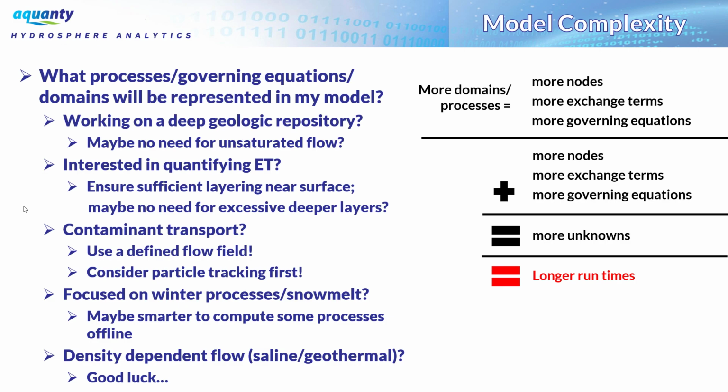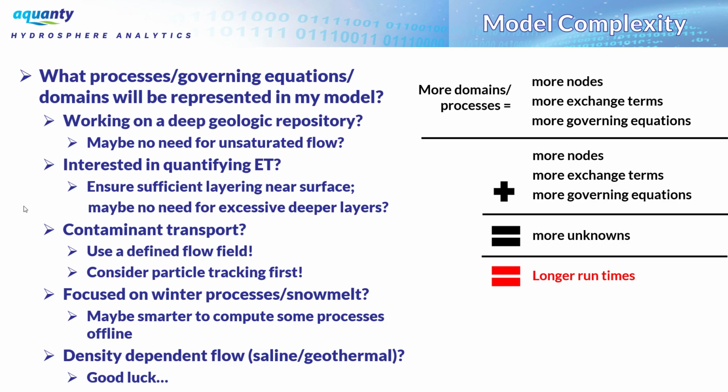There are cheaper ways of understanding a contaminant transport system using, for example, particle tracking. If we're focused on winter processes and snowmelt, well, that's something that we have built into HydroGeoSphere, but it actually takes quite a long time to compute. It might be faster and smarter to just compute those snowmelt fluxes offline and then apply them as a boundary condition to the HydroGeoSphere model, as opposed to having HGS do all the heavy lifting of calculating snowmelt every time step.